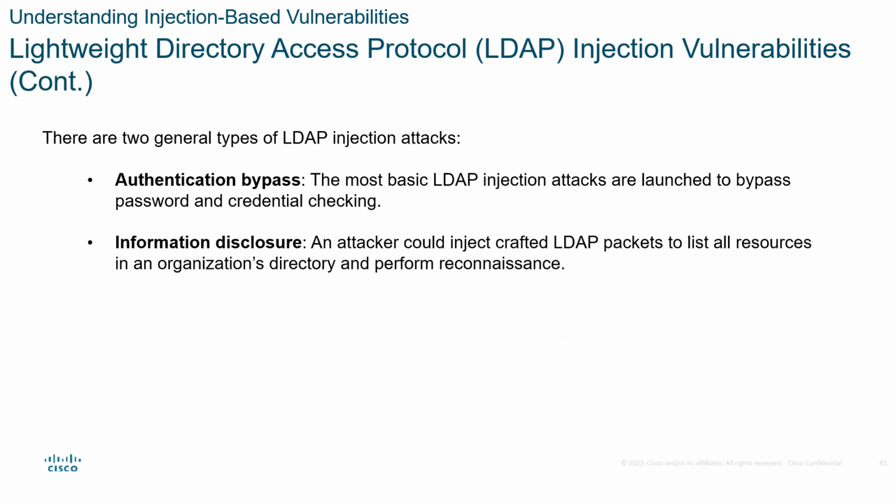So, the two ways these attacks can happen: the first is to bypass authentication. Remember that there must be authentication. This is where the injection allows this particular attacker to avoid having credentials checked.